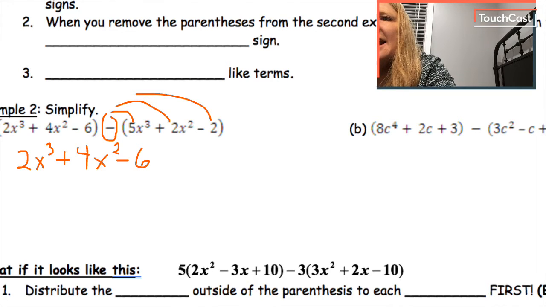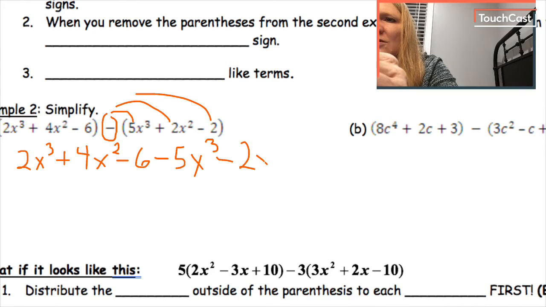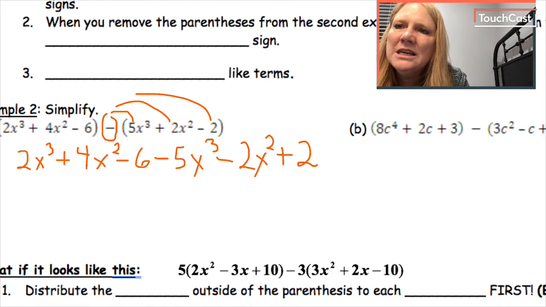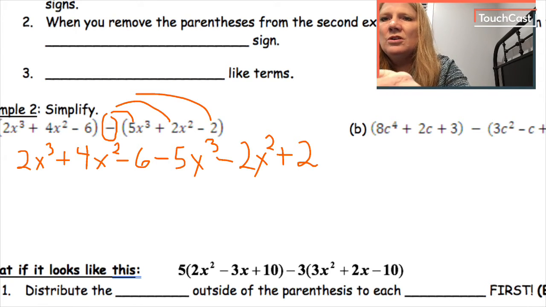Now we need to change these signs. So it's going to be a negative 5x to the third power. And a negative times a positive again is a negative 2x squared. And then this is a negative times a negative, so that becomes a positive 2. So the most important thing is to be careful with your signs. Now it's the same as we did in the first. We just look for like terms.